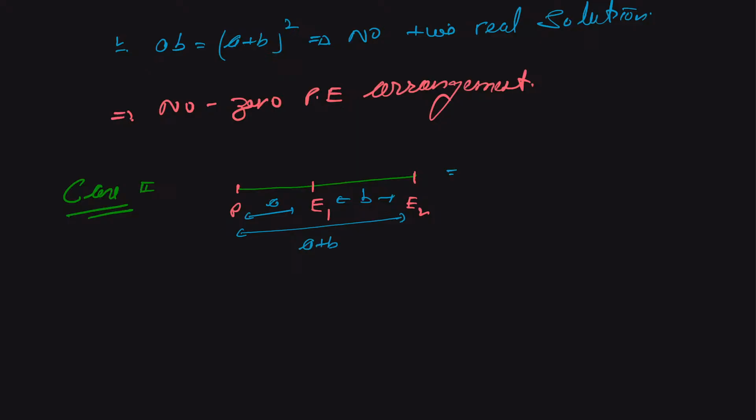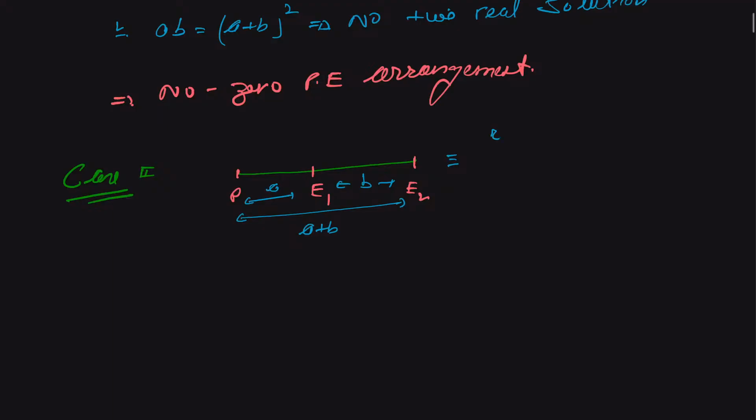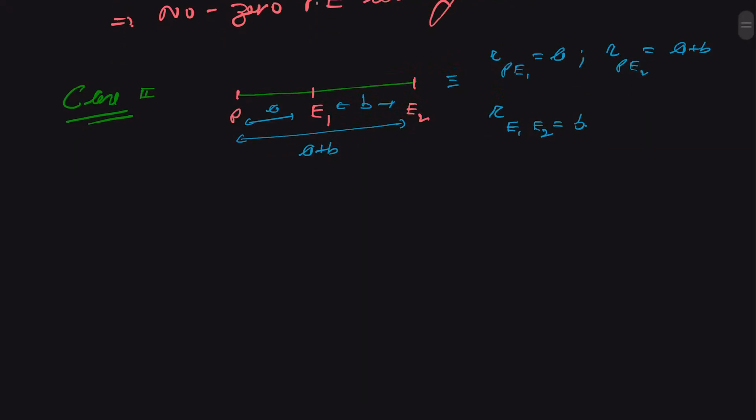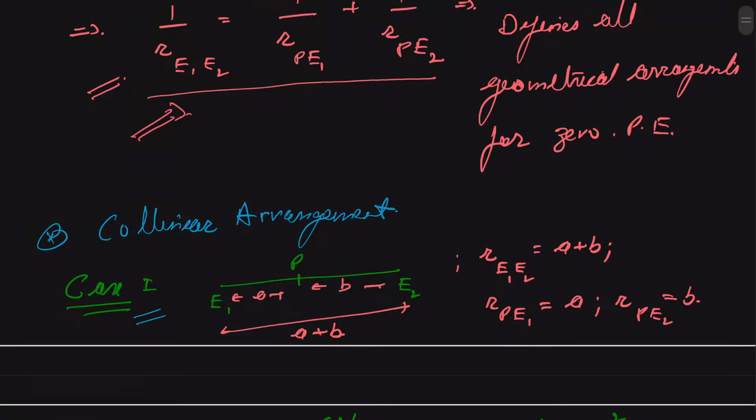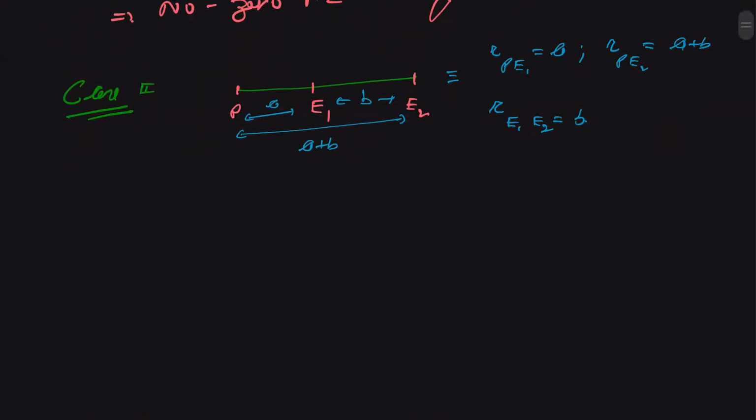And therefore, from here we can write that the distance between our proton and first electron is A, the distance between our proton and second electron is A plus B, and the distance between two electrons is B. So once again, the standard relationship which we have derived, we are going to make use of this equation, and this gives us that 1 upon B will be equal to 1 upon A and 1 upon A plus B.